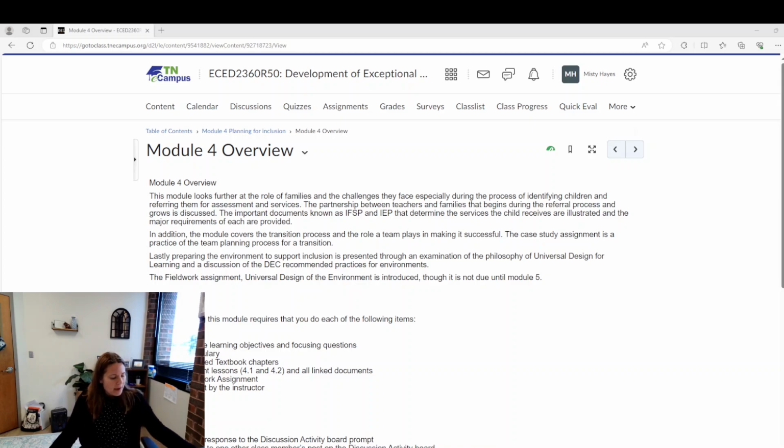Before we get into that, I really wanted to look at an overview of Module 4. This is really going to look at how we can partner with families. We're looking at the roles of family and the challenges they face, and how we can get them the resources they need. What does the process look like if we're trying to refer a child for assessment or services? Within that partnership, we see the child's parents as that child's first teacher. So they're experts in their own right, and this is something that should always be in the back of our mind.